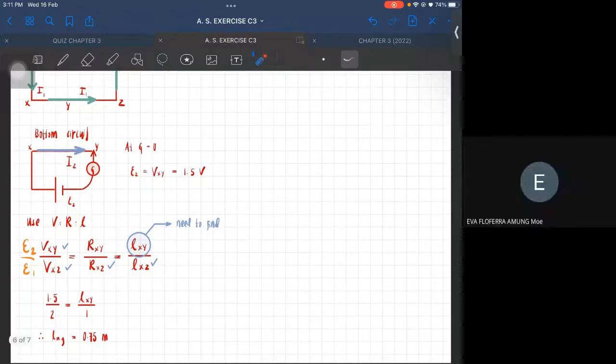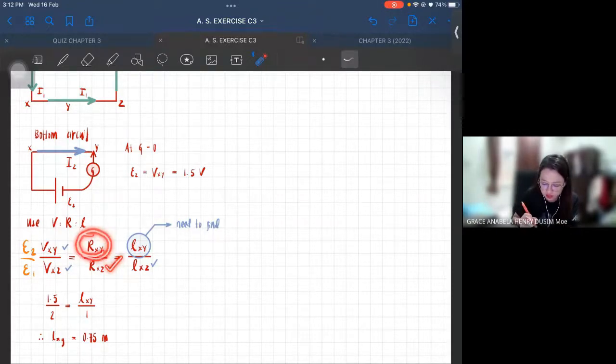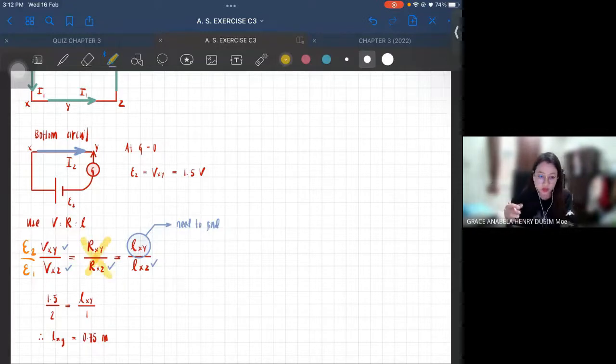Ni Miss mau explain jap supaya tidak terlampau confused. Okay, dari sini kita tengoklah apa yang available. Kita ada VXY, kita ada VXZ, kita ada RXZ, tapi kita tidak ada RXY. This is not available. So automatically we cannot use yang ini kan. So kita akan buang yang ini, sebab we'll not be using it.